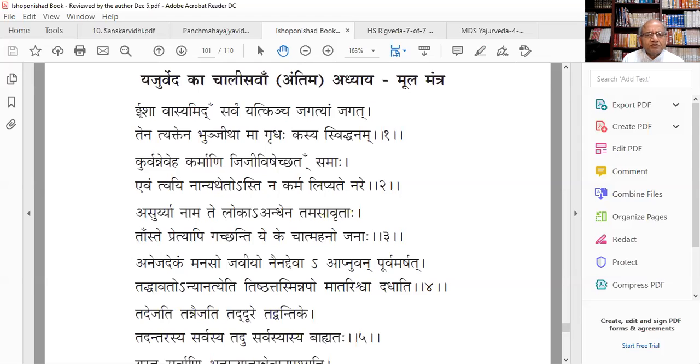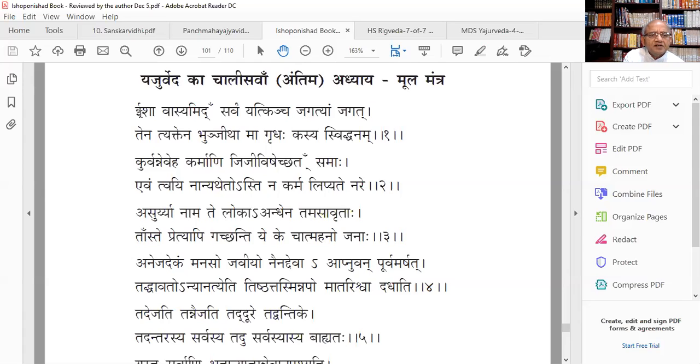I don't have to list all the 11. It's not difficult. It is Isha, Kena, Prashna, Katha, Mundaka, Mandukya, Aitareya, Taittiriya, Chandogya and Brihadaranyaka. These are 10 names, and if you add Shvetashvatara, it becomes 11 Upanishads.